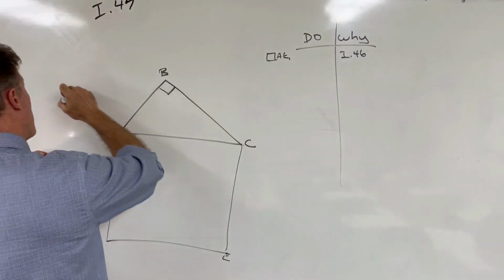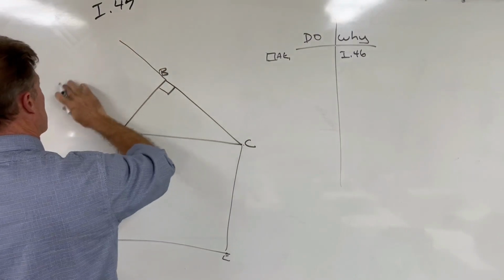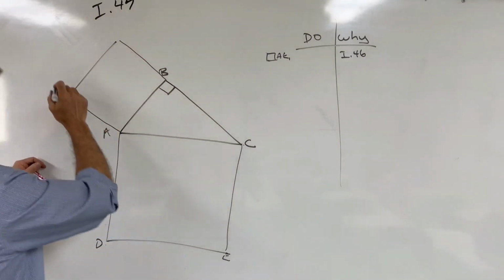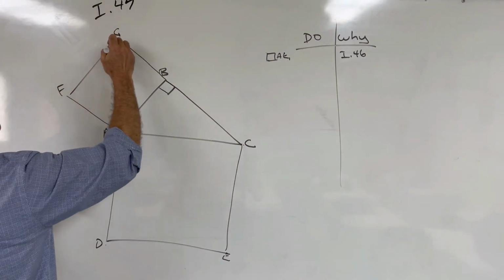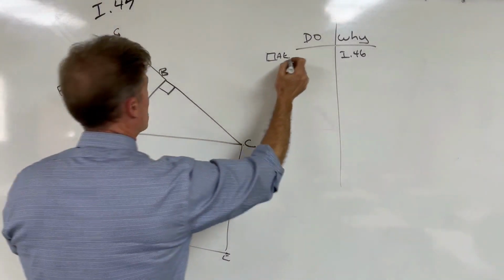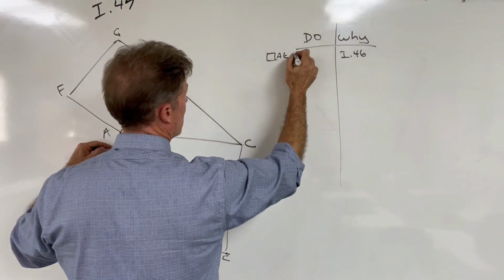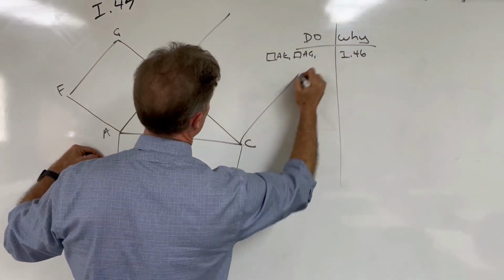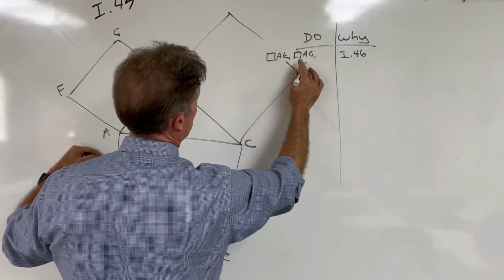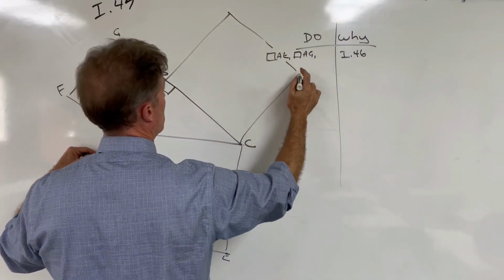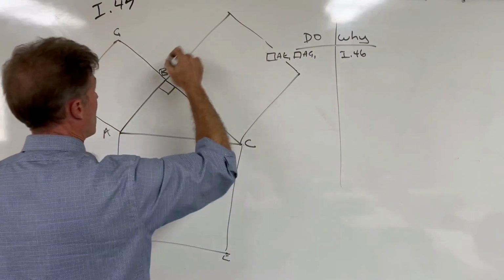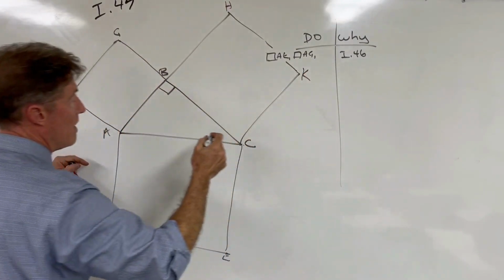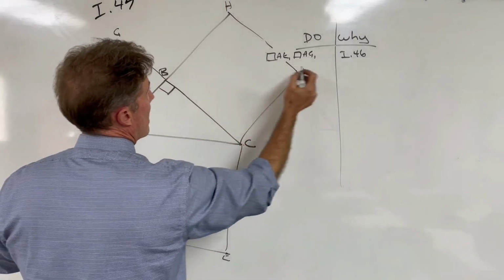And let's build a square on AB. And we'll call this FG. And so now we have square AG. And we'll build a square on BC. We're just going to have to move over through some of my work here. And we'll call this GH and K. So we have square BK.